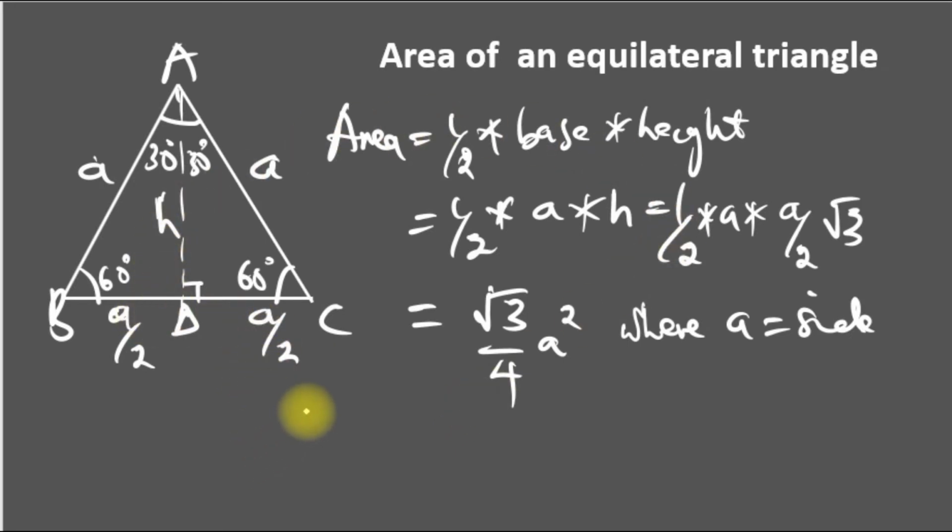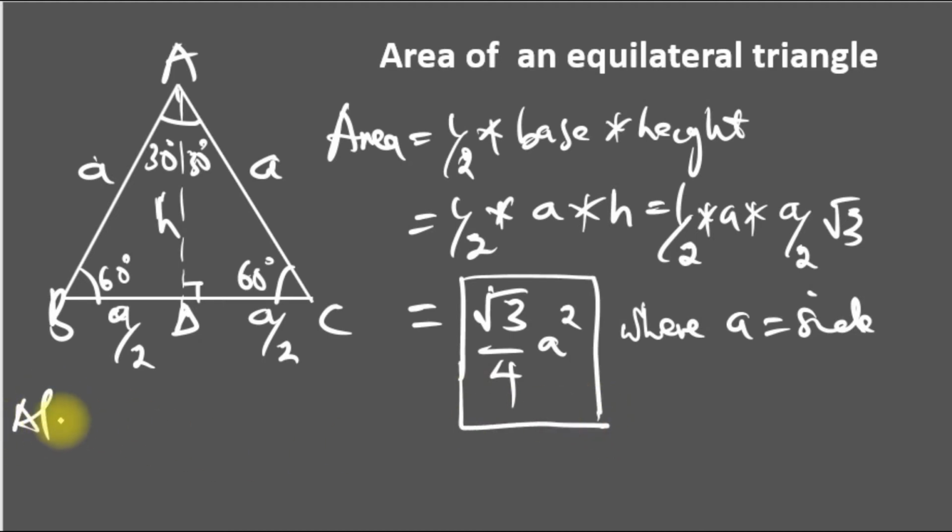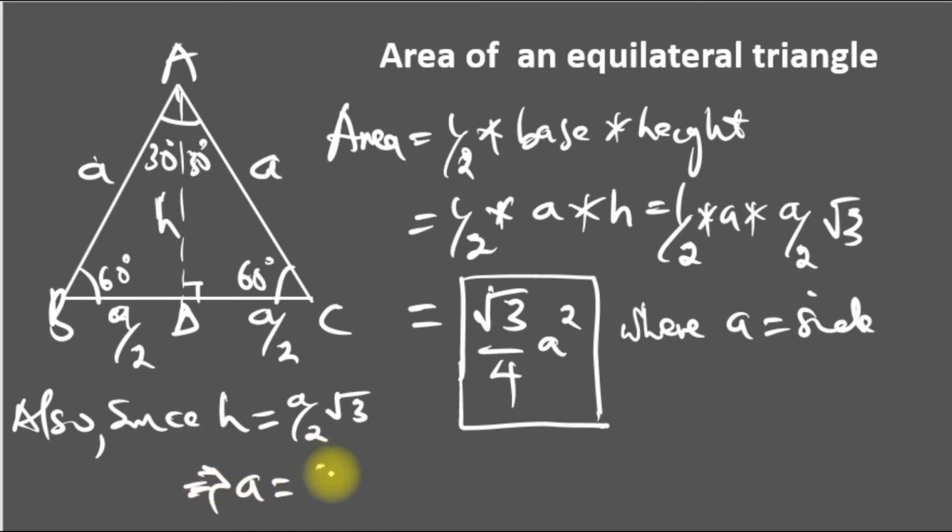We can still find the area in terms of the height. From here, we can replace A in terms of height. It's possible we might be given the height and asked to find the area of an equilateral triangle. Remember, this is now the area in terms of side, the first formula. Also, since we know that height is half A times root 3, making A the subject of the formula, A is now 2H over root 3.